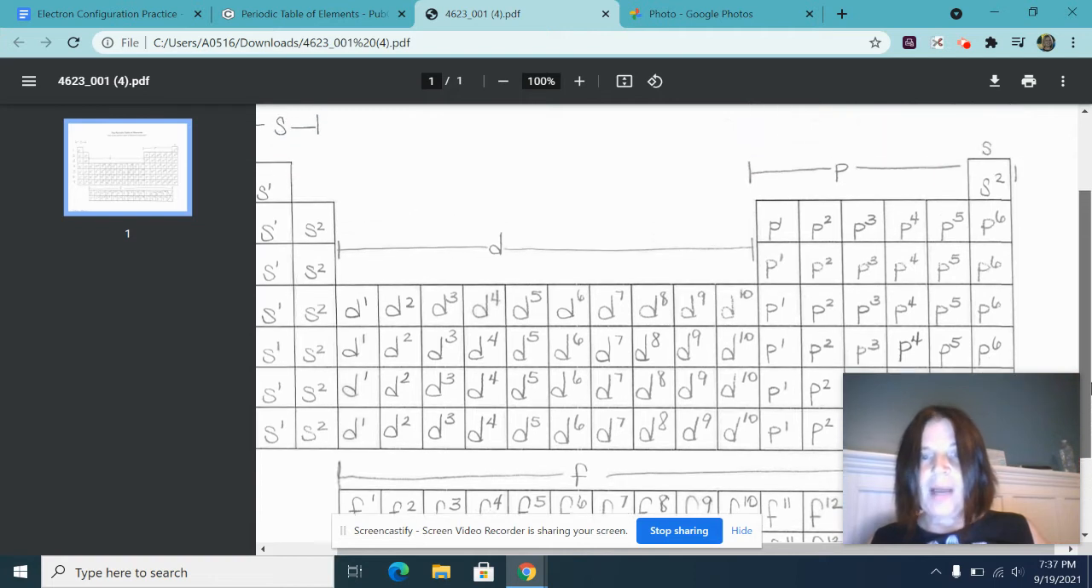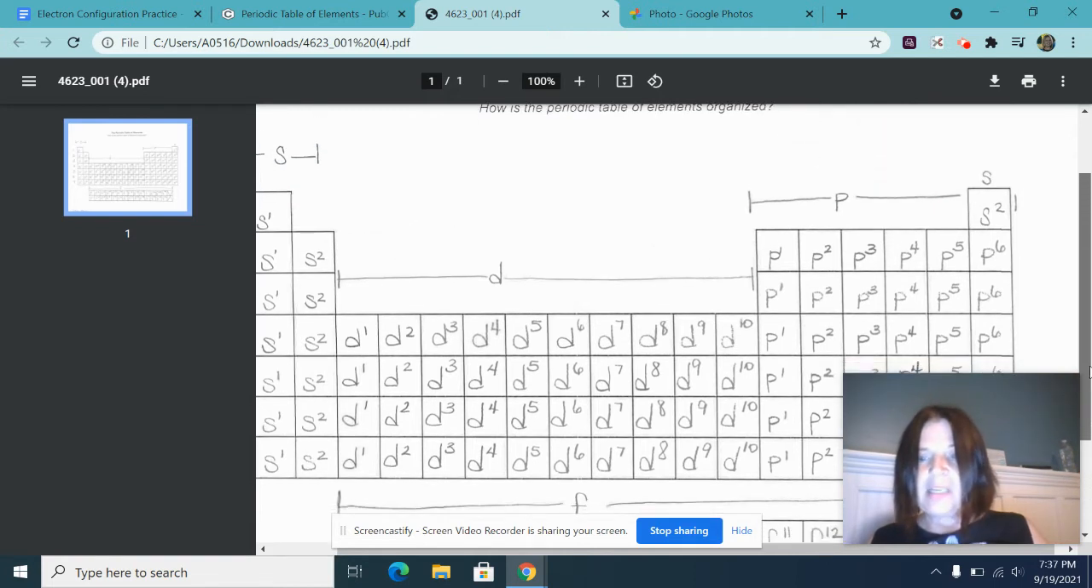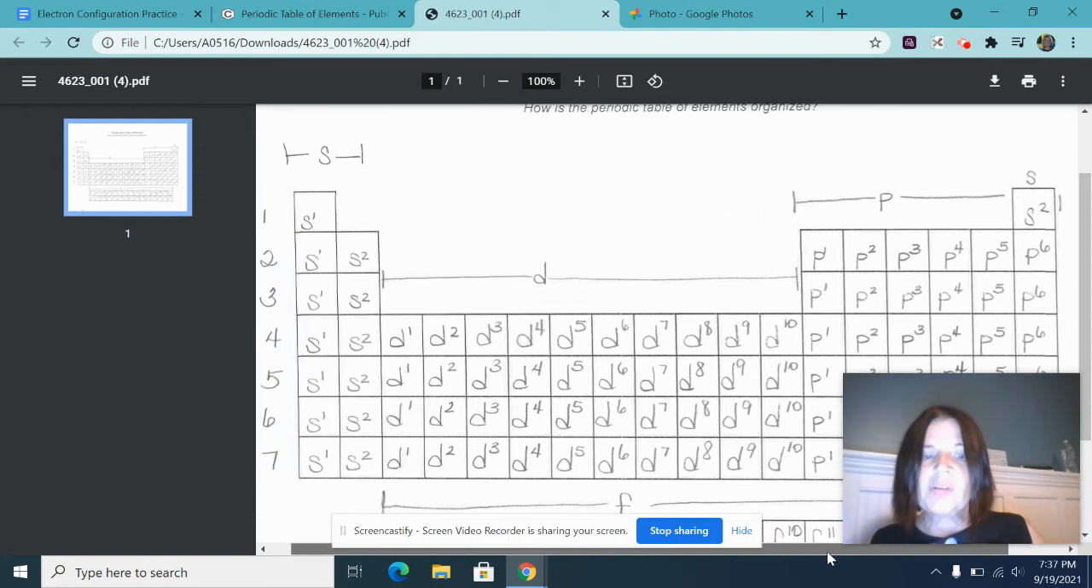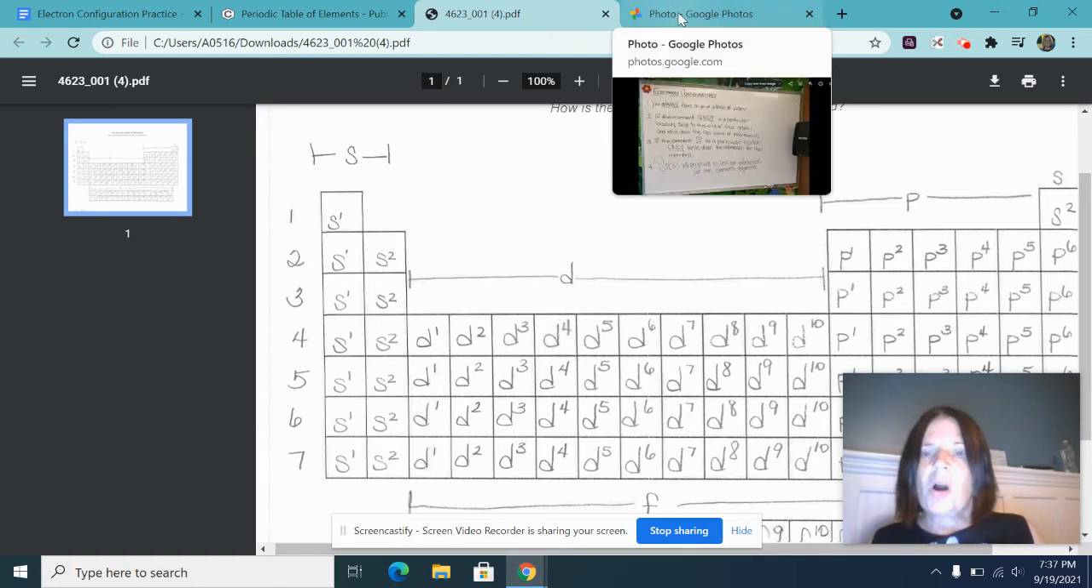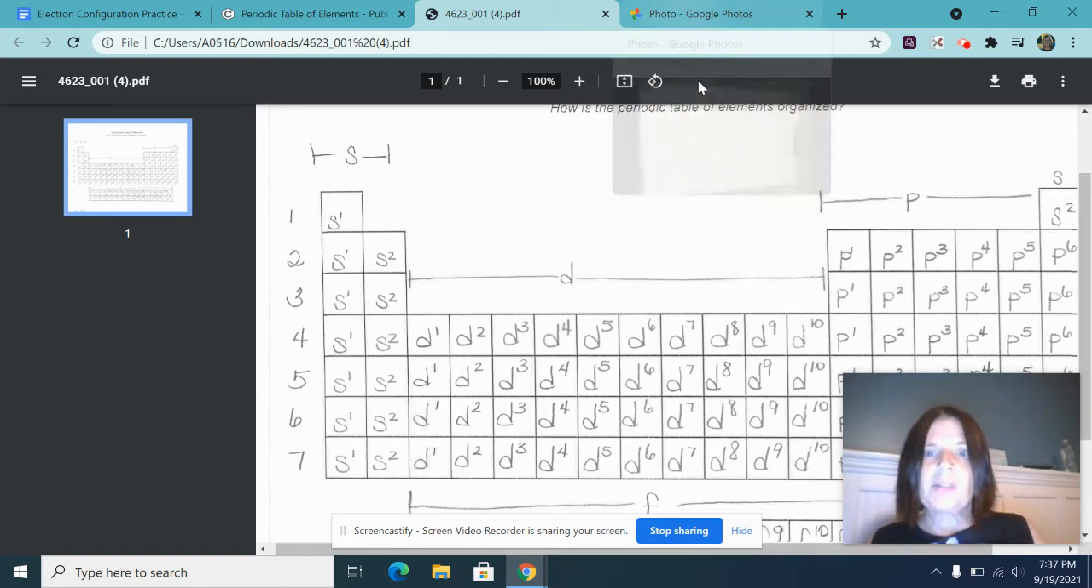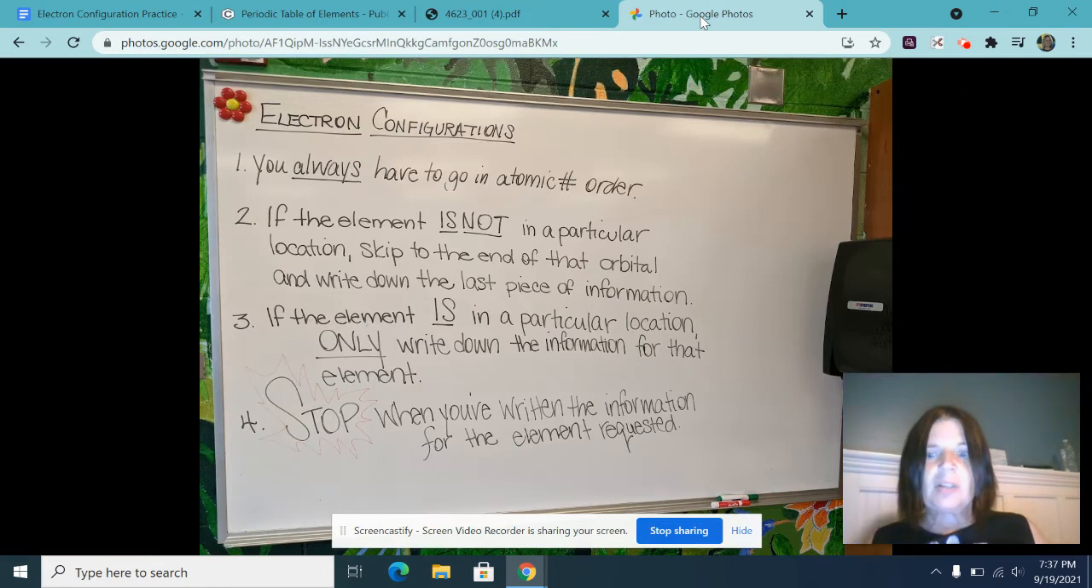So how do we actually use these to help us get to chlorine, which is the 17th element on our periodic table? We have to have some rules that help us know how to even start an electron configuration. So our rules, if you will, look like this.